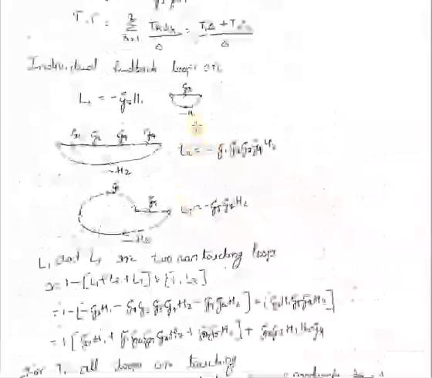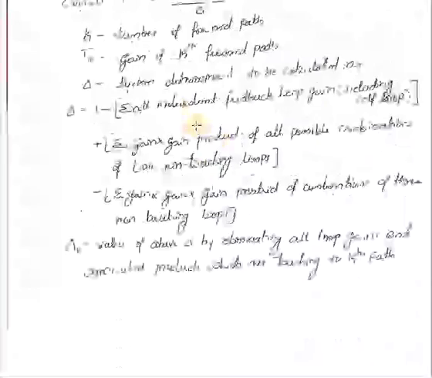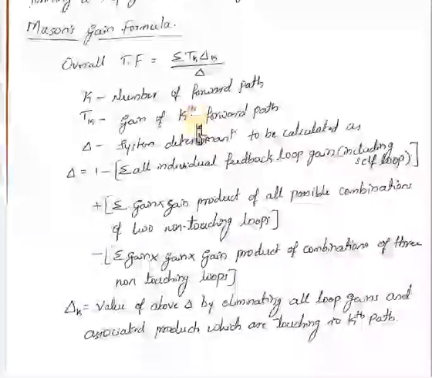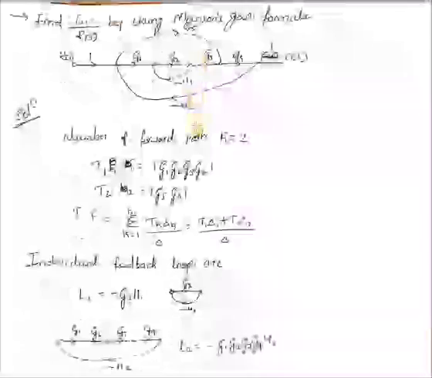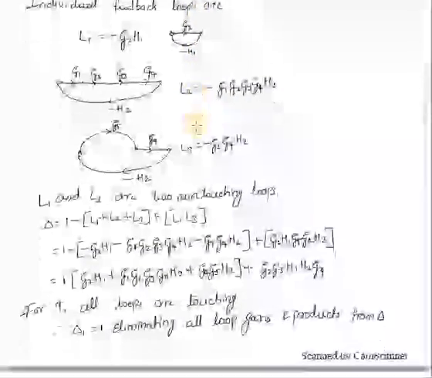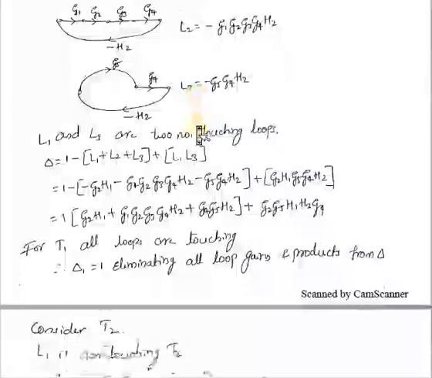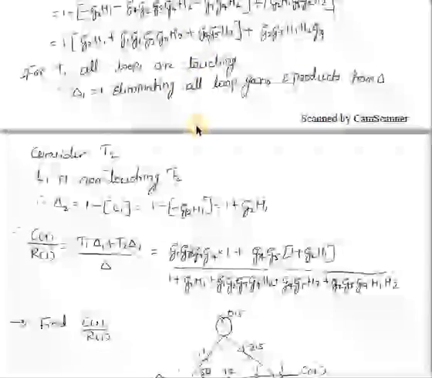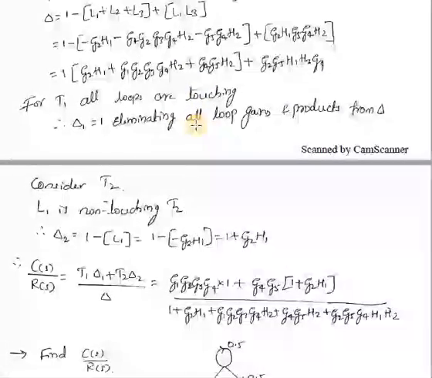To solve this, you should understand the basic definitions of what is a loop, what is a feedback loop, what is a node, what is a branch, and what is gain. So go through this theory part and this problem. In the next video, we'll try to solve some more problems.